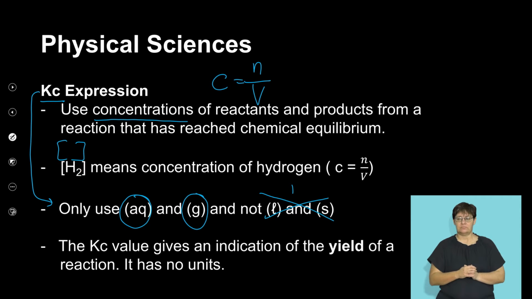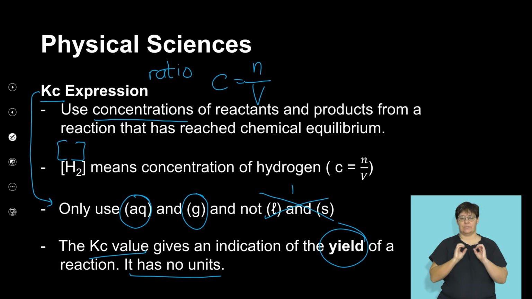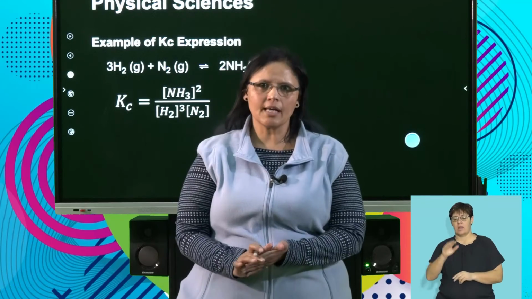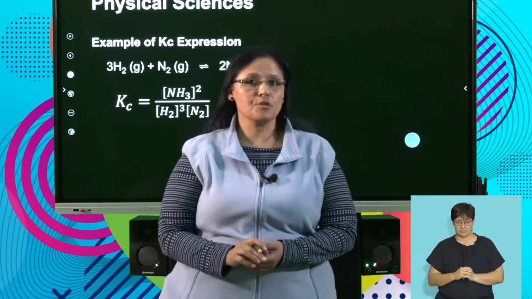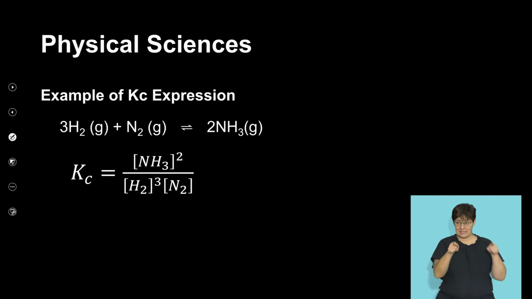The Kc value gives us an indication of the yield of a reaction. And because it is a ratio, it does not have any units. We have an example in front of us. We're quickly going to look at the production of ammonia again. Remember I said that the reaction must be balanced. So when we use the balanced reaction to do the ratio for Kc, we always put the products on top and the reactants at the bottom.